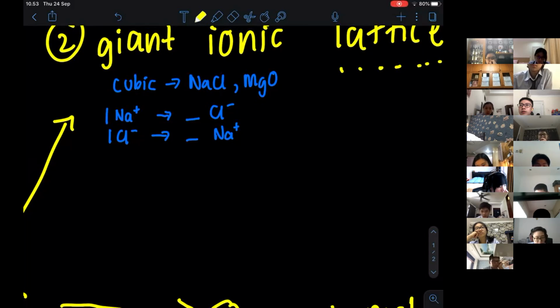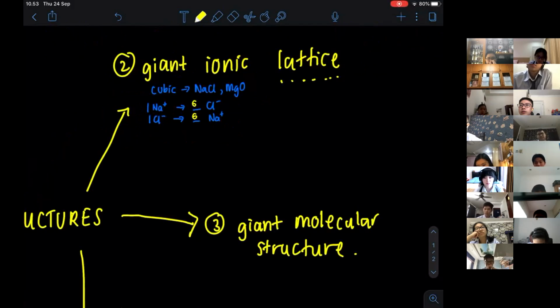But if you explore further about giant ionic lattices, what else can we say about them? I think most we can talk about the properties of giant ionic lattices. So let's come up with the properties of that. Maybe Giuliano, can you give me the properties of giant ionic lattices?